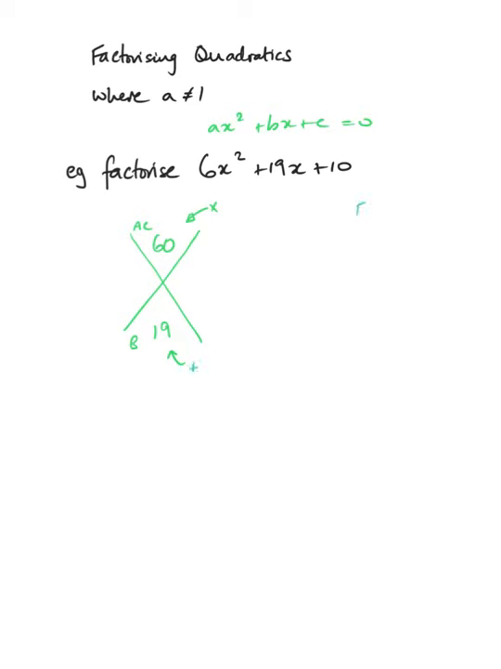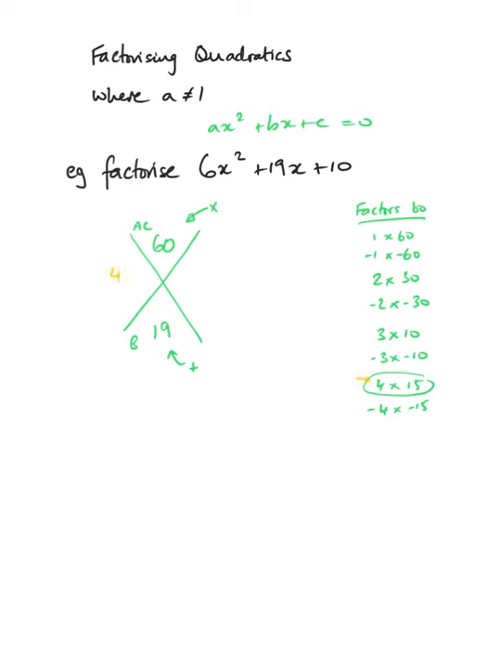So if I think about the factors of 60, so things that multiply to give me 60, I could have 1 times 60, or minus 1 times minus 60, 2 times 30, minus 2 times minus 30, 3 times 10, minus 3 times minus 10, 4 times 15, minus 4 times minus 15. And I'm not going to go any further, so I've spotted 4 and 15. 4 add 15 is 19, and 4 times 15 is 60. So I'm going to use those.